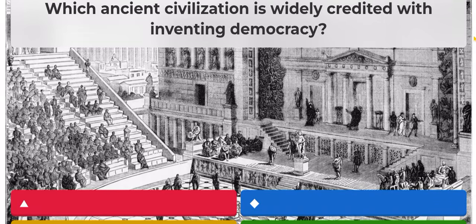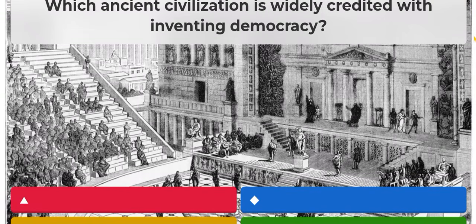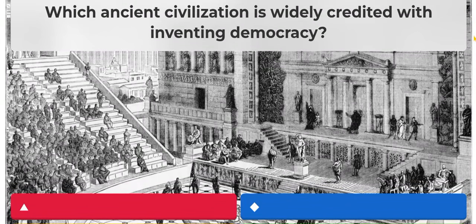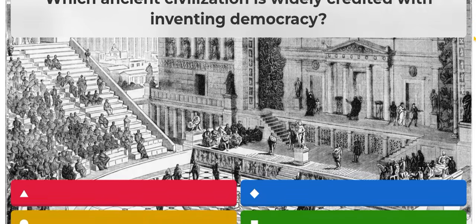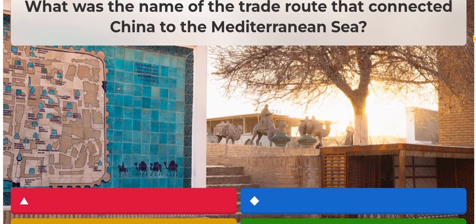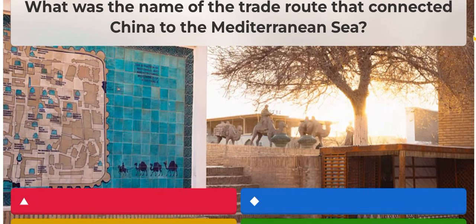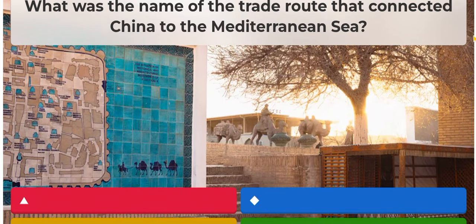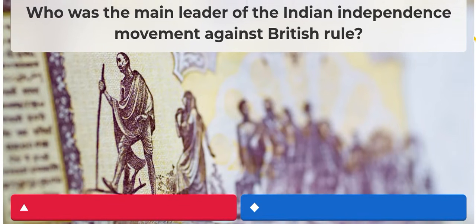Which ancient civilization is widely credited with inventing democracy? What was the name of the trade route that connected China to the Mediterranean Sea? Who was the main leader of the Indian independence movement against British rule?